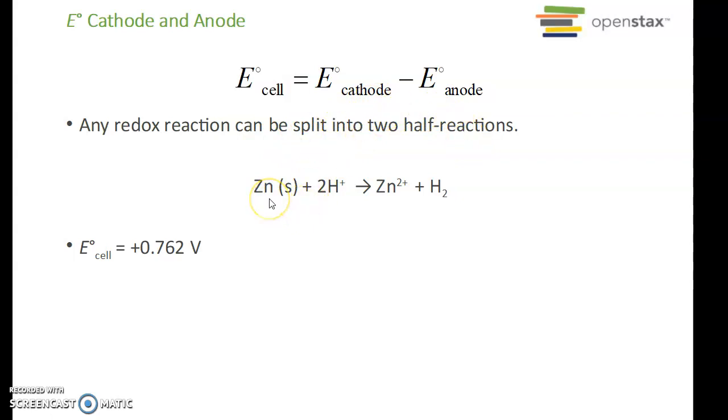So here zinc is going to form zinc 2+, right? Zinc is being oxidized. Then hydrogen is being reduced, right? And for this overall, this reaction minus this reaction gives a net overall value of plus 0.762 volts. Plus means that that's the way it's going to happen. It's going to release that energy.